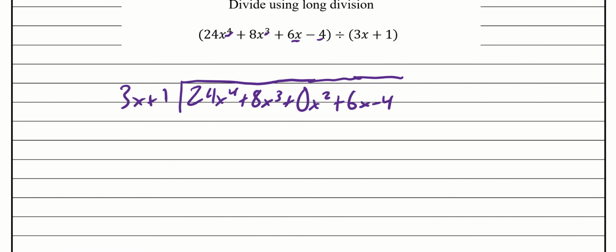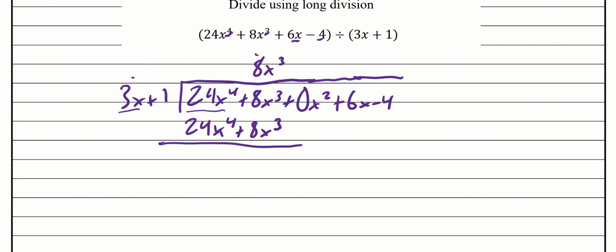Okay, so we'll do the same process here. We look at 3x and we look at 24x to the fourth. So I need to multiply that by 8, and then I need to multiply it by x to the third for those to match. So I'm going to say 8x to the third up here. So 8x to the third times 3x is going to give me 24x to the fourth. 8x to the third times 1 is going to give me 8x to the third. So I'll write those in here.